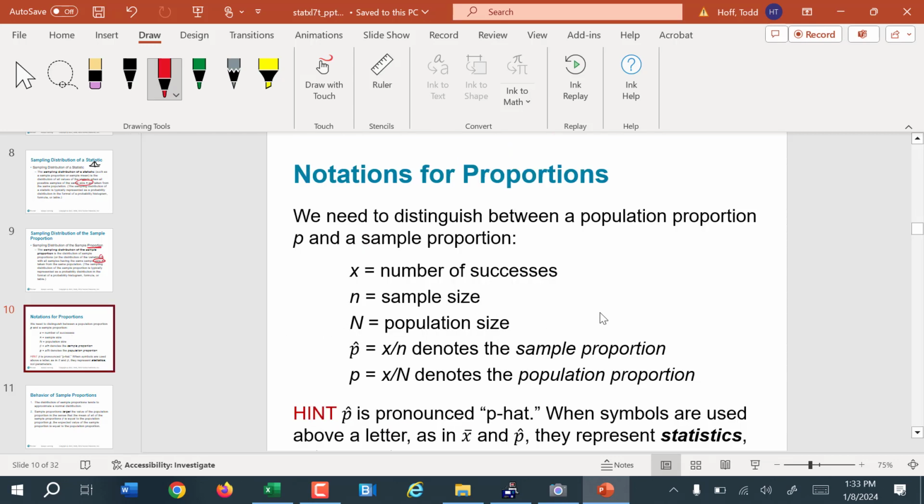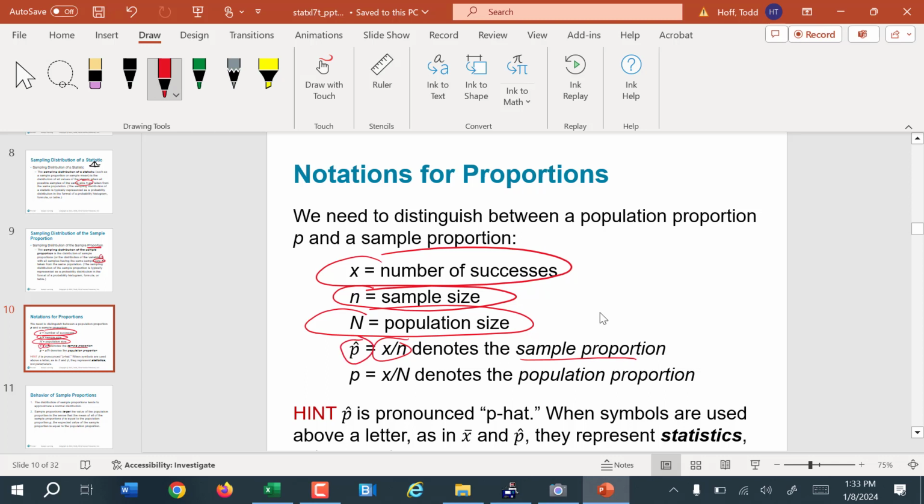So, notation when we're dealing with proportions. Remember n was the size of the sample, x was the number of successes within that sample, capital N is the size of the population, x divided by little n is the sample proportion. Remember that's p hat; that little hat on top of it says that's the sample proportion. And then x over capital N is the population proportion. Anytime we see a mark above a variable, like p hat or x bar, that is telling us that it is a statistic from a sample rather than a parameter from a population.